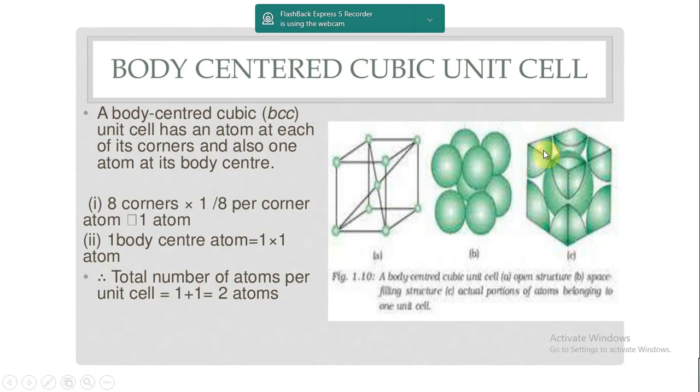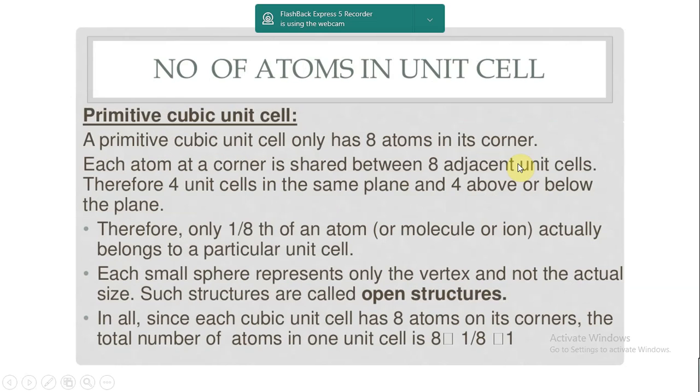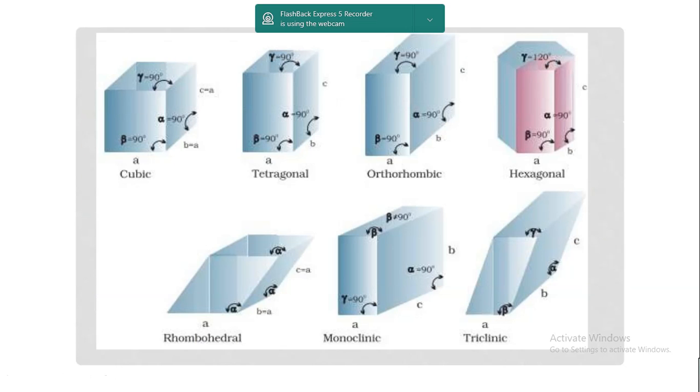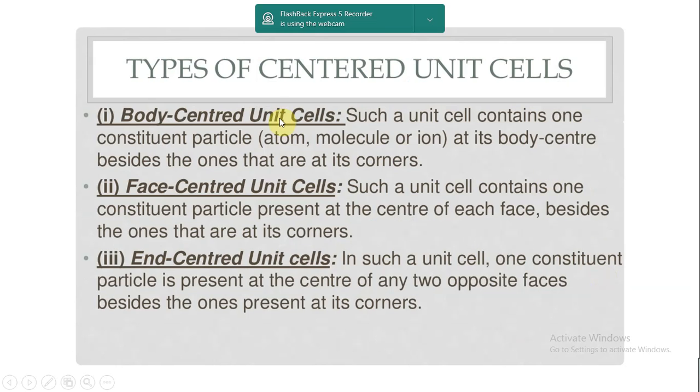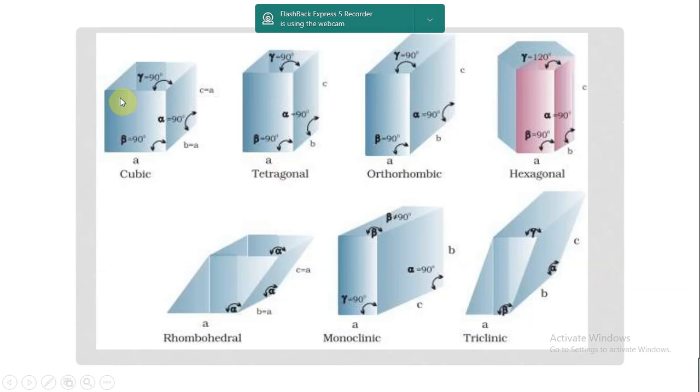So if you want to see it at home, you can just cut an apple and try to feel how 1 upon 8 part of that apple looks like, and it will look like this only. Okay. So we have understood the number of atoms in a unit cell, and we have seen body centered, face centered, and simple unit cells. And these were the 14 kinds of lattices that are possible according to Bravais.